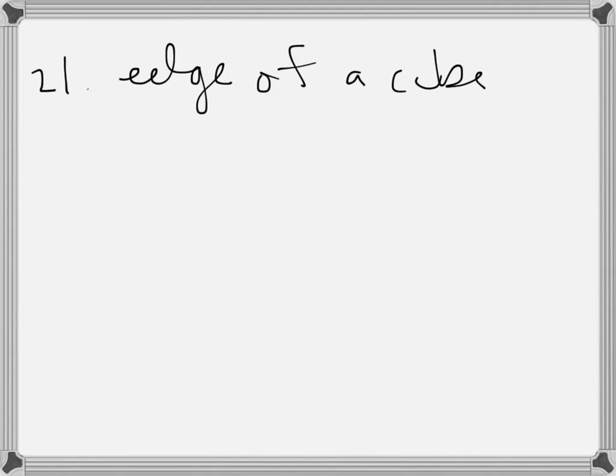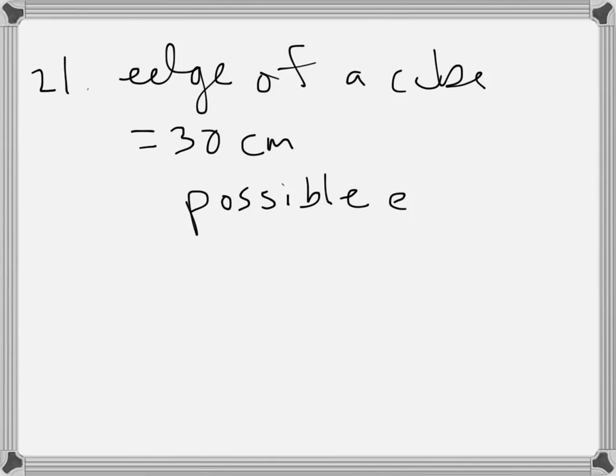So it says the edge of a cube was measured to be 30 centimeters, with a possible error of 0.1 centimeters. And they want to know the maximum possible error, the relative error, and the percentage error of the volume and the surface area. So we'll do volume first.